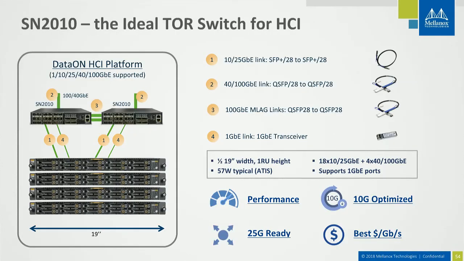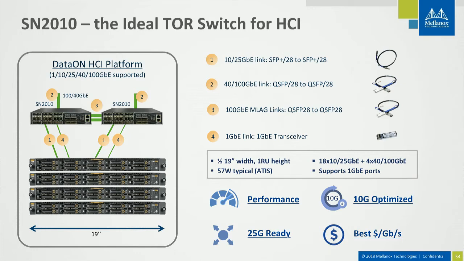So here I give you a little detail about why the SN2010 is the ideal switch for hyper-converged, because the typical hyper-converged rack contains between 3 to 12 or 16 nodes. If you buy a 48 plus 4 or 48 plus 6 switch, you end up using only 1/3 of the switch ports, which is a very low utilization. So with the 2010, you have 18 ports that really fit into the hyper-converged rack with the 3 to 12 nodes. And it's also very flexible.